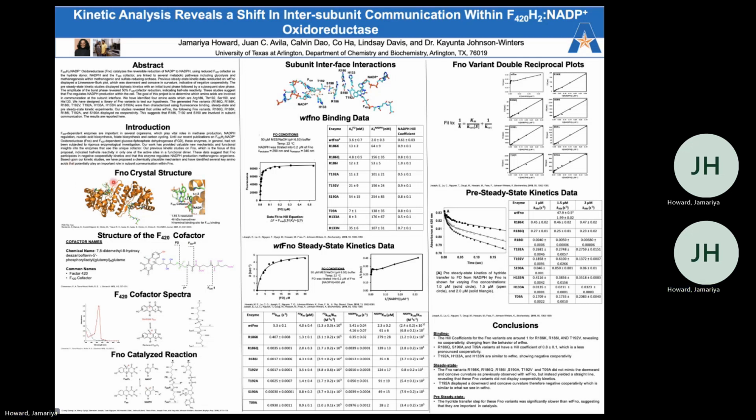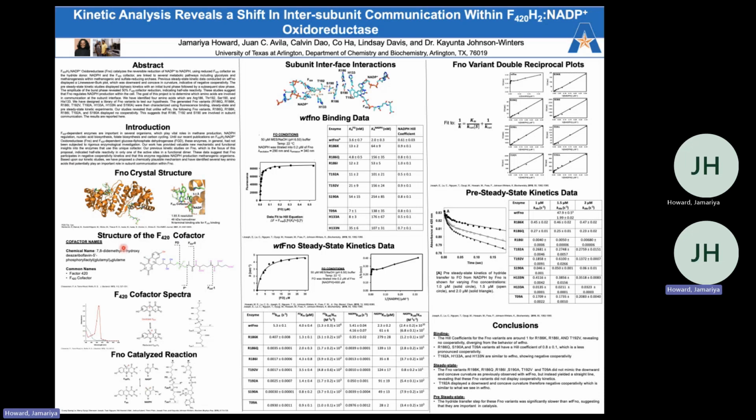FNO, this is the crystal structure of FNO. It is a 48 kilodalton homodimer. So if I were to take this and split it down the middle, we would see two identical subunits. To the right is an expanded view of the active site, which contains one F420 cofactor molecule and one NADP plus molecule, which is about 3 angstroms apart, which is a good distance for hydride transfer to occur.